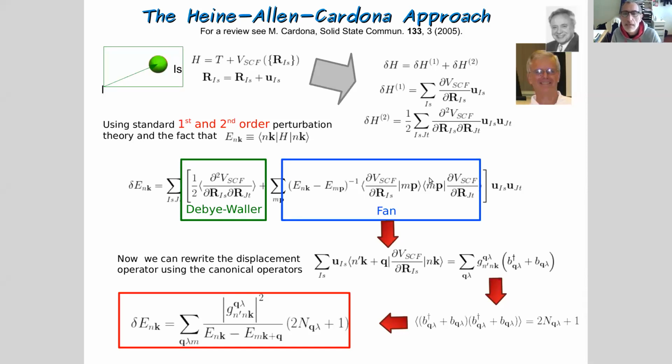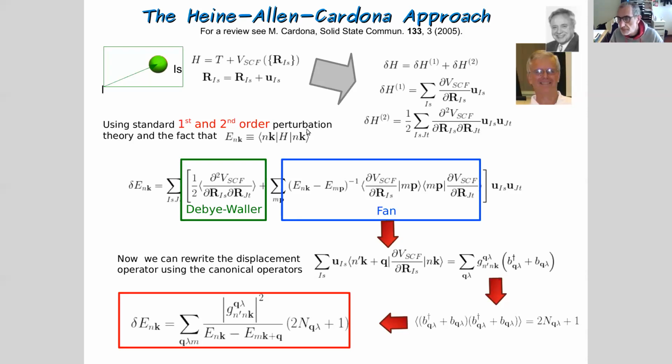There is a theory named after him. It is actually the Heine-Allen-Cardona approach, because Heine, Allen (Tim Allen and Phil Allen), and Manuel Cardona, but also Heine in a parallel paper, devised the same approach. You don't need Green's function for this. You can review it in this paper.